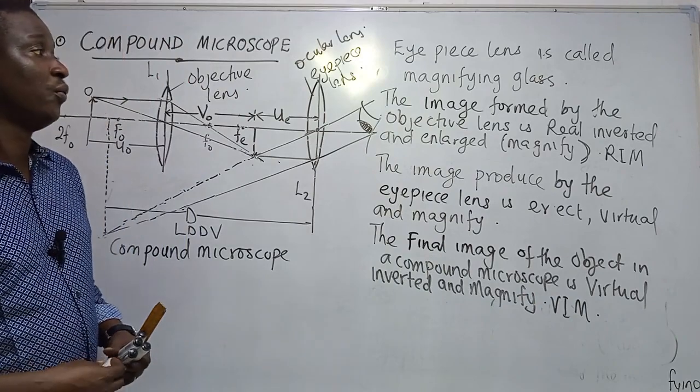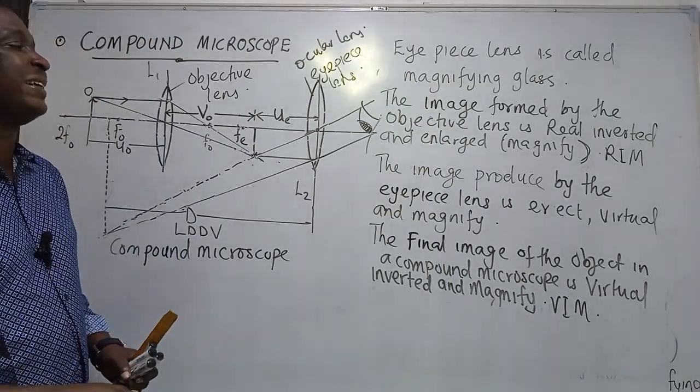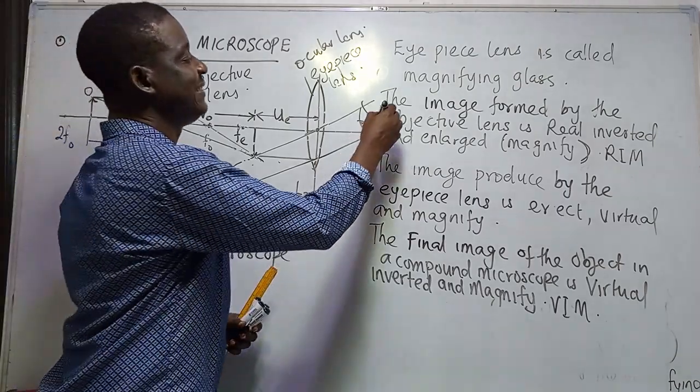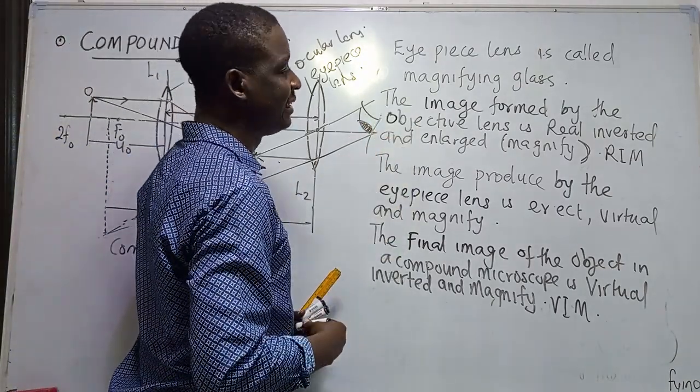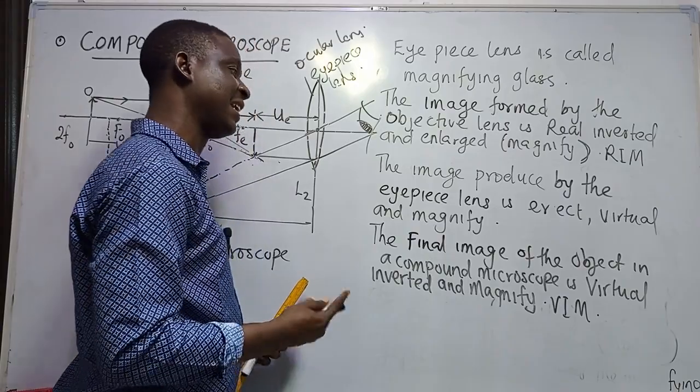VIM. So VIM is the final image produced. What is the image produced by the objective? It is real, inverted, and enlarged.